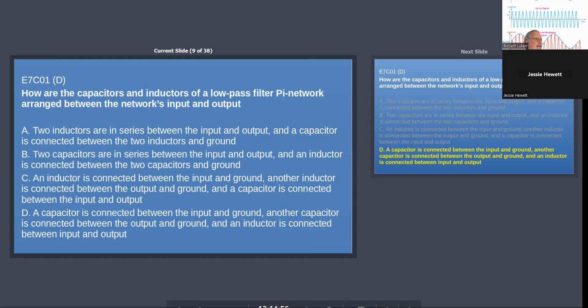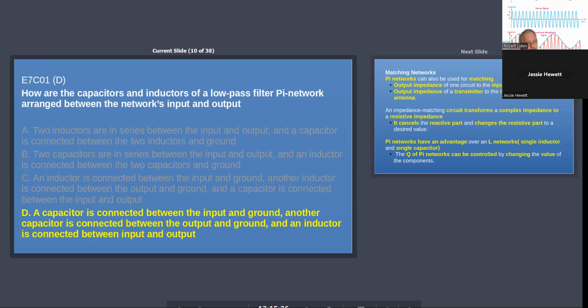So when it's capacitors in series, it's a low pass? When it's capacitive in series, it's a high pass. Because capacitors pass high frequencies. Inductors pass low frequencies. So that's what makes the pi shape, capacitors on the upward and downward legs. So we've got a capacitor between input and ground on each end and an inductor in series.